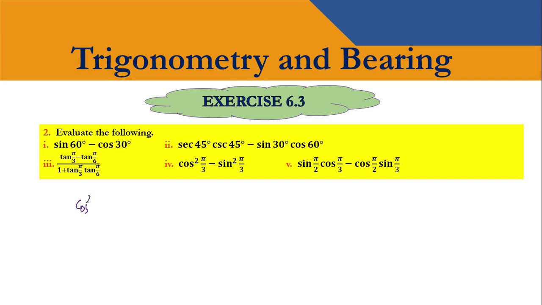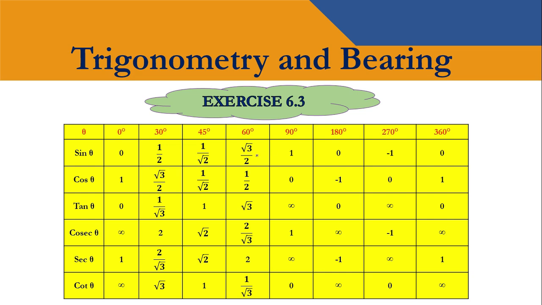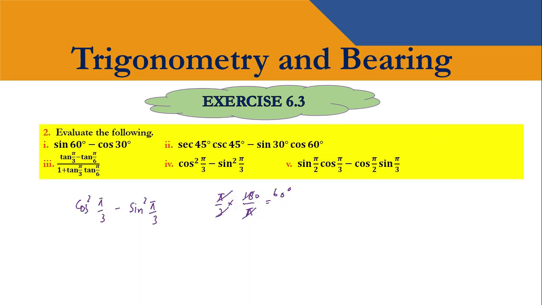Here you can see cos square pi by 3 minus sine square pi by 3. As we know that pi by 3 is equal to 60 degree, we convert it: pi by 3 into 180 divided by pi. So it is equal to 60 degree. So we need the value of cos 60 and sine 60. From the table we see that cos 60 is equal to 1 by 2 and sine 60 is equal to under root 3 by 2.